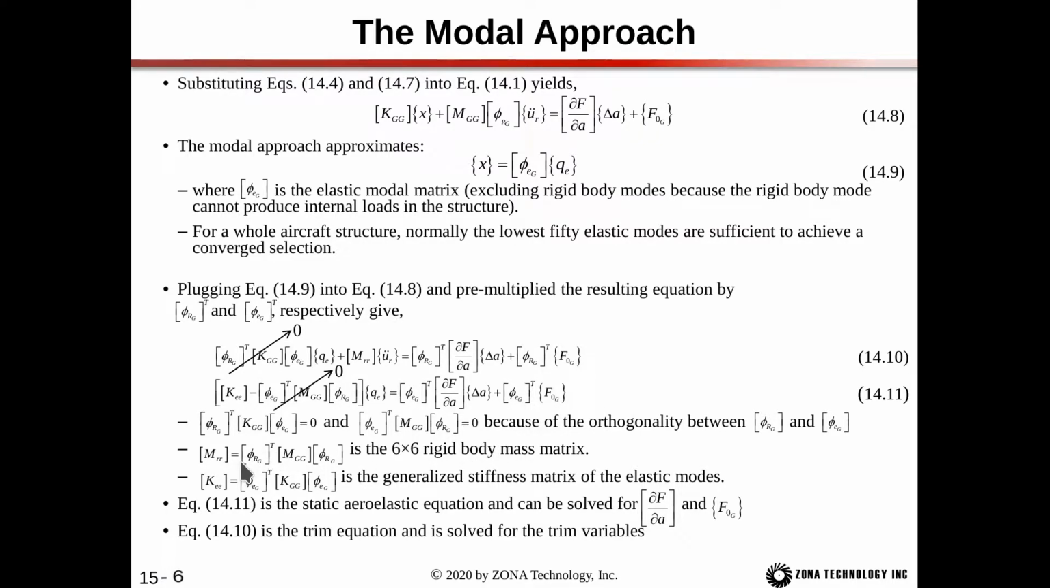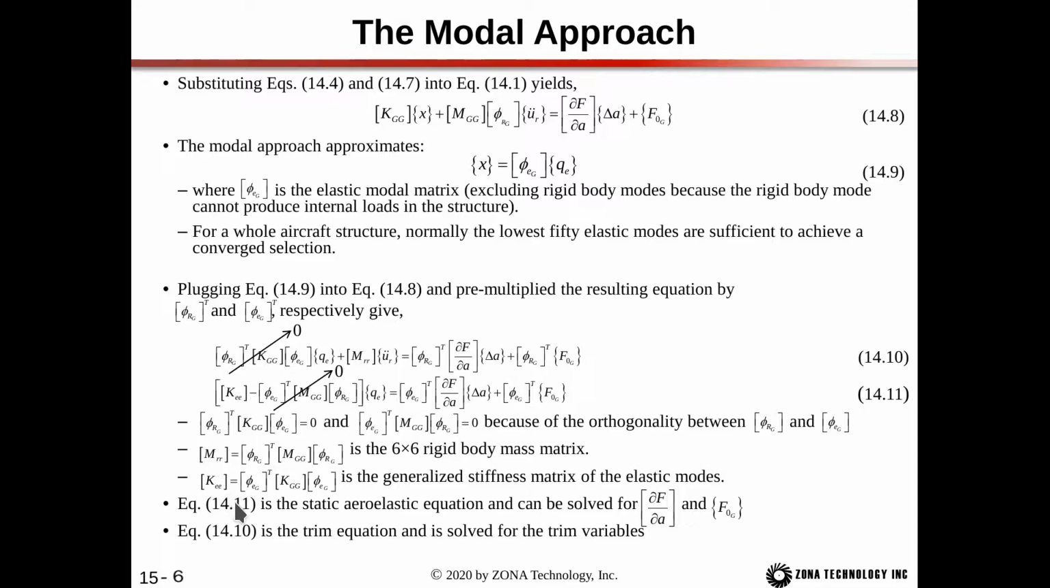Now M_RR is Φ_RG transpose times M_GG times Φ_RG. That is the 6x6 rigid body mass matrix. So this rigid body mass matrix is a user input in the TRIM bulk data card.